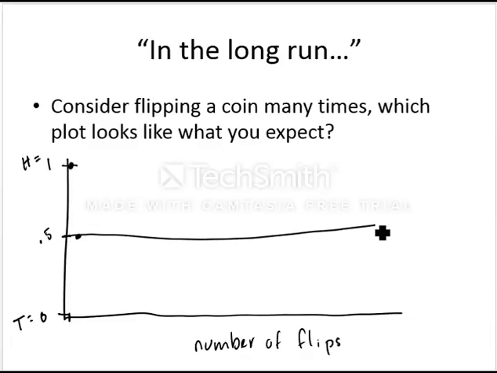As we go on and get more and more flips, we're going to see some variation. We're not always going to hit 0.5 exactly. We happen to be at 0.5 here, but we might see some variation. And at first that variation might be a little extreme, but then it'll tend to level out and get closer and closer to 0.5 as the number of flips gets larger and larger. So this is what we mean by in the long run.